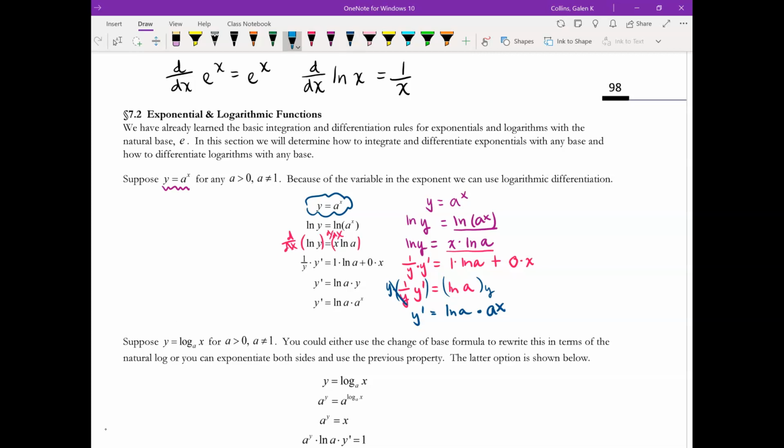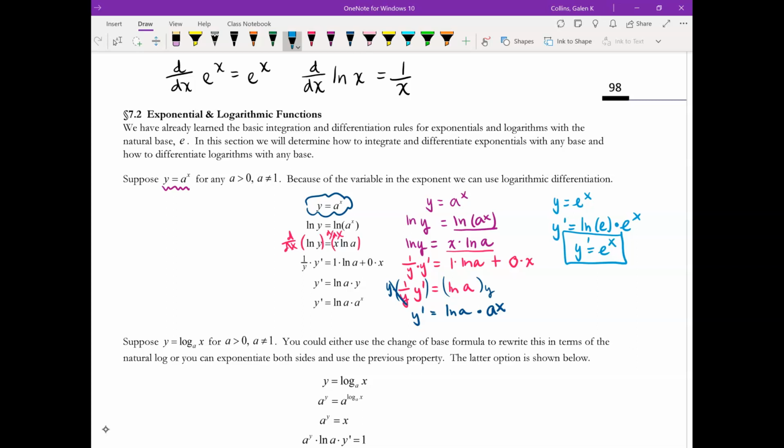Now, we could always take the derivative of exponentials that way. For example, if we fill that in with e, so if y equals e to the x, y prime would be the natural log of e times e to the x. That's still true because the natural log of e is 1. So y prime is e to the x. That's why our derivative rule for exponentials with base e is really simple. But when there's another base, we have to multiply by the natural log of that base. And that just comes from the process of logarithmic differentiation. So that's our general rule for derivatives of exponential functions.